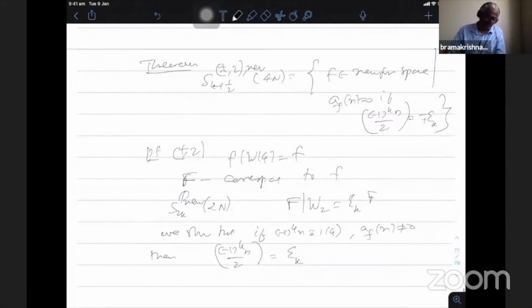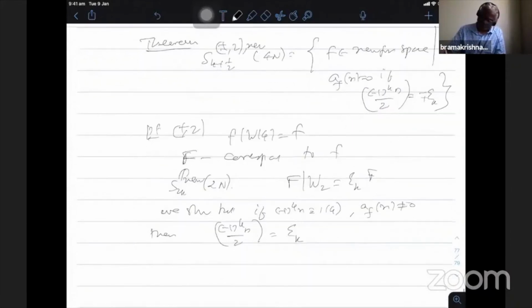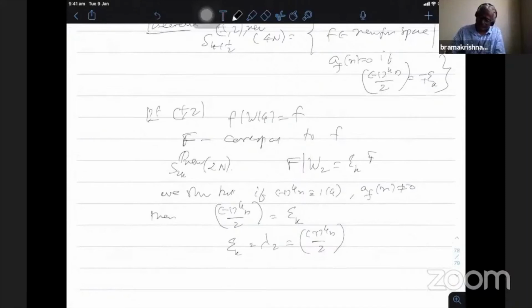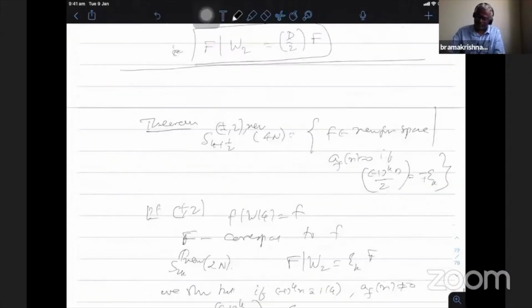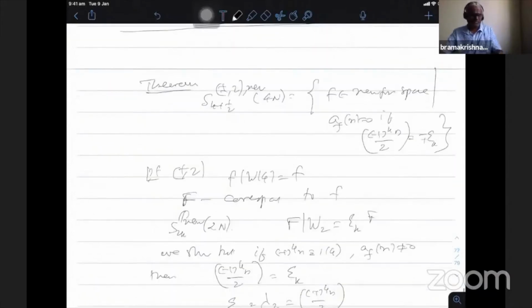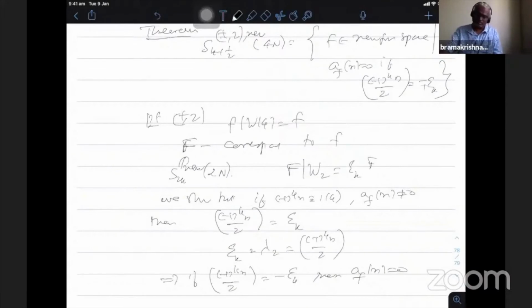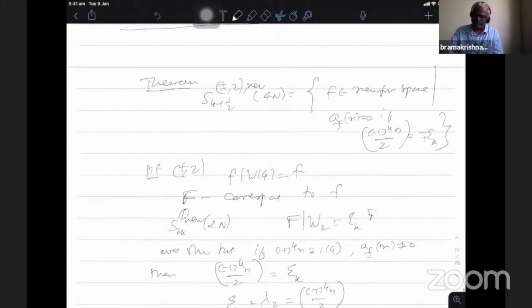So again, by the same arguments, what we have is that lambda 2 is epsilon_k, which is this (-1)^k n by 2. Therefore, this is true, right? Whenever a_f(n) is non-zero, I have this one. This implies if (-1)^k n by 2 is minus epsilon_k, then a_f(n) is 0. That's where the vanishing condition comes from. The other property follows in a similar way. So, therefore, this plus, minus 2 ν space is characterized by this.